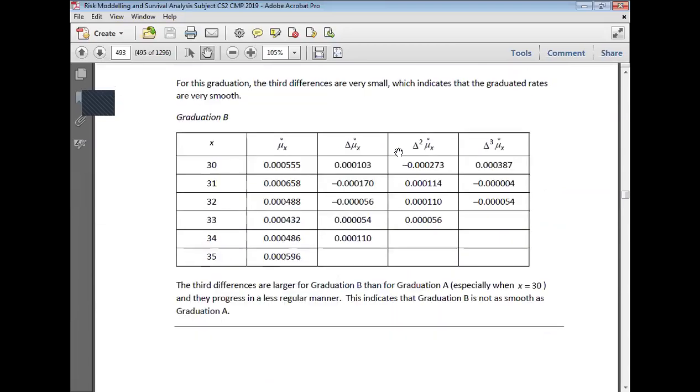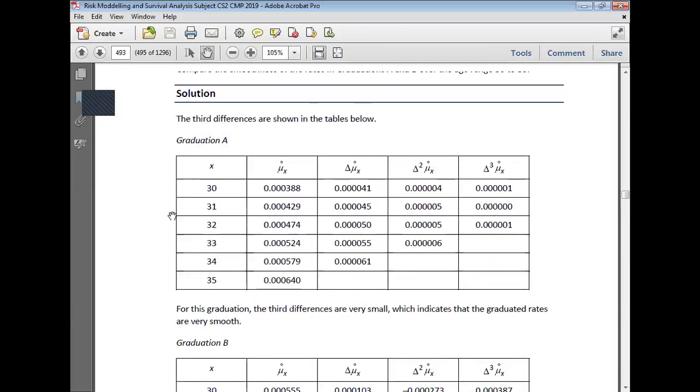So now if we have a look at the graduation B table, here again we have the estimates, and we take the first difference, the second difference, and the third difference. Now you can see there is so much variation in the data, and these are not that far away in numbers, at least from these graduated rates.